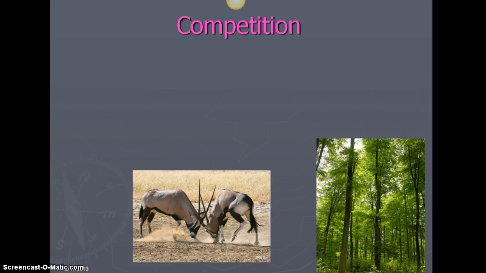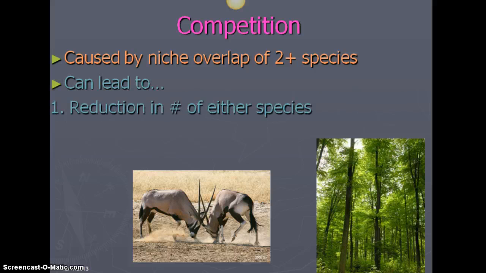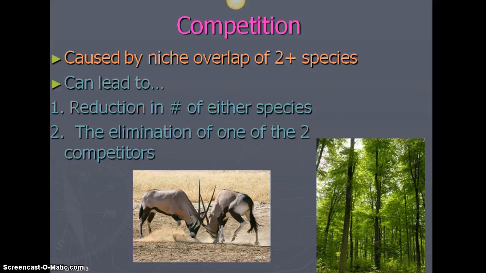All right, competition is caused when a niche overlaps for 2 or more species. And it can lead to a few things: reduction in the number of either species, so one of the sets of species loses out and doesn't have enough food. The elimination of one of the 2 competitors. So one might just reduce in size, the population size, or one could be eliminated completely.